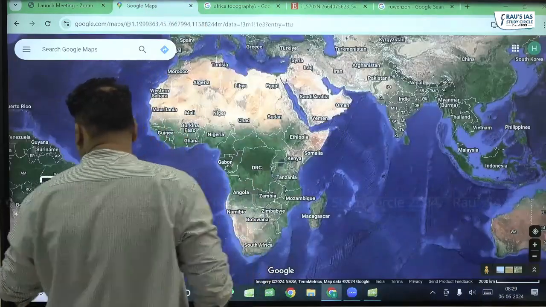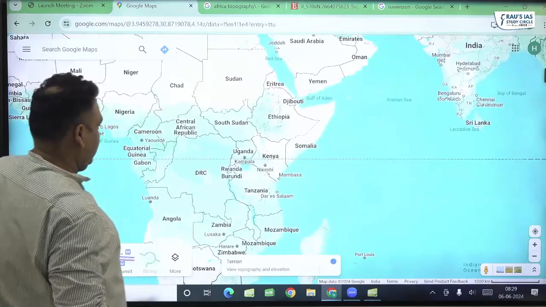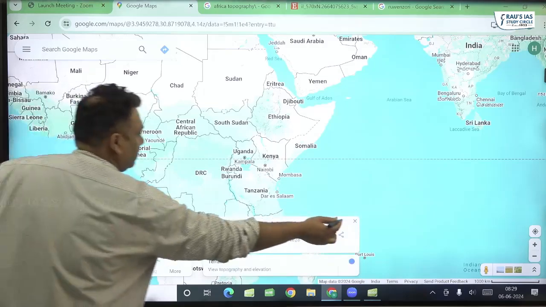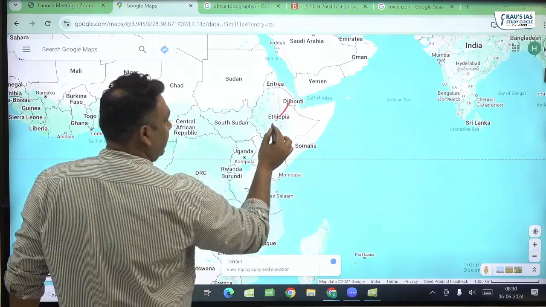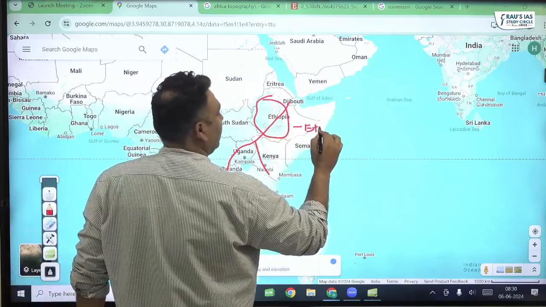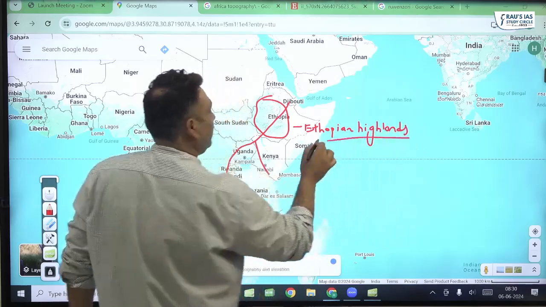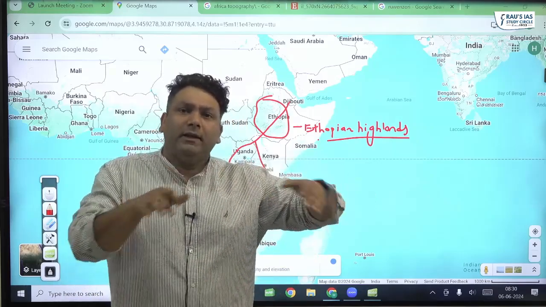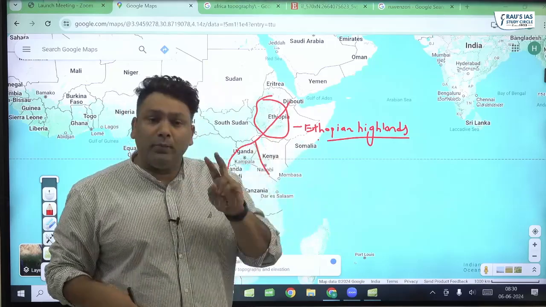Next, if I open the map of the topography of Africa here, see, this is the Great African Rifting. And along this Great African Rifting, you have the Ethiopian highlands. So along the fissure, along the Great African Rifting, when the magma has erupted, when the lava has erupted on both sides, these highlands have been created. And this is dividing Ethiopia into two parts.